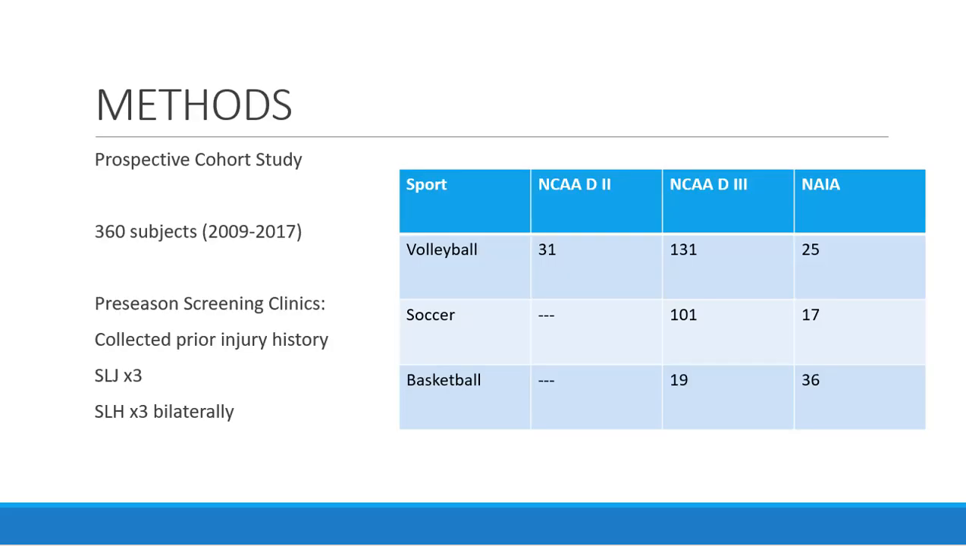This is a prospective cohort study involving 360 subjects representing volleyball, soccer, and basketball from the NCAA Division II and Division III, as well as the NAIA levels of collegiate competition. During preseason screening clinics, we collected prior injury history, as well as had them perform the standing long jump 3 times and the single leg hop 3 times. The average score for each was used for statistical analyses.